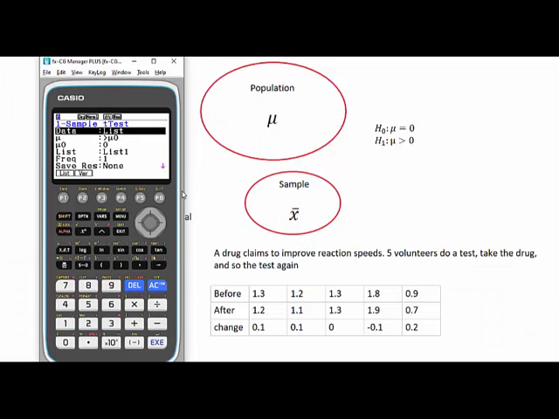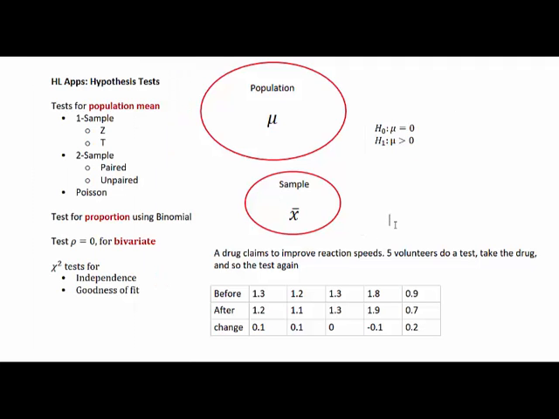And so I go to my calculator just to make sure everything is set up. The null hypothesis is 0, greater than, run it. It's a 15% p-value. There is not enough evidence to suggest this drug works. And that's because you've got a very low sample size.